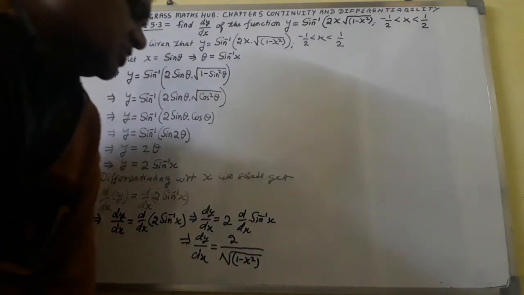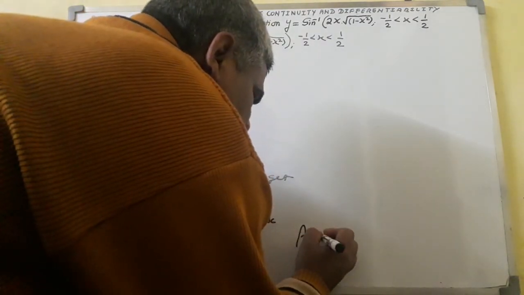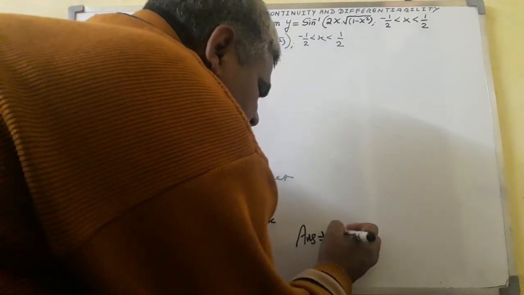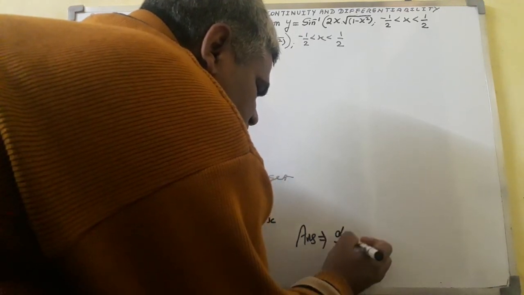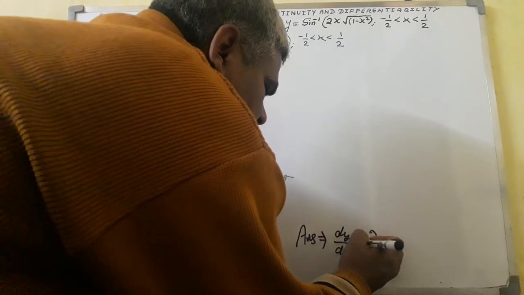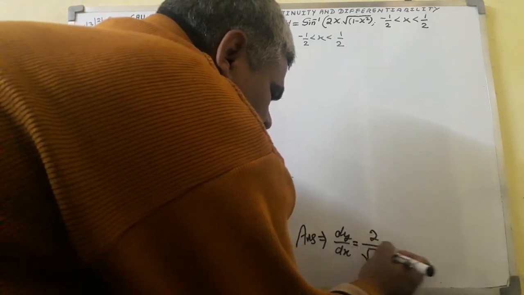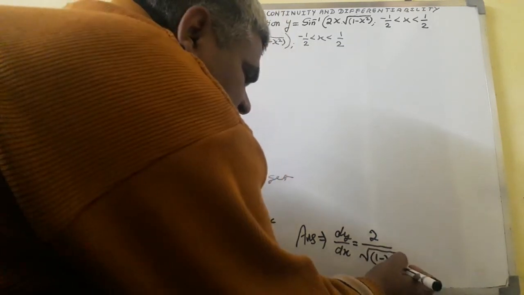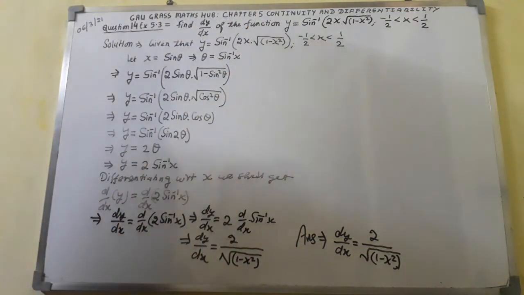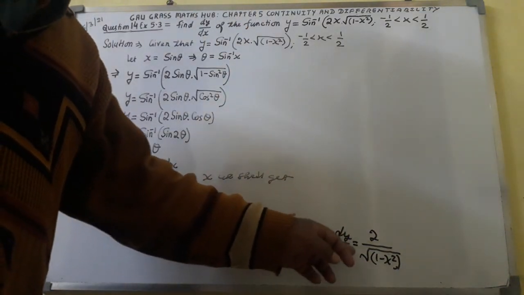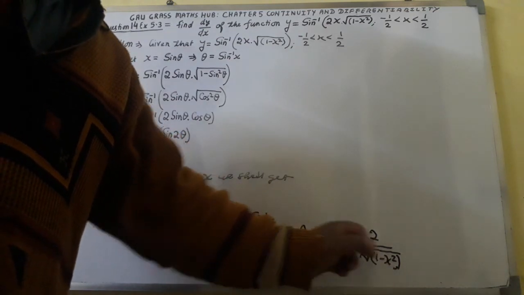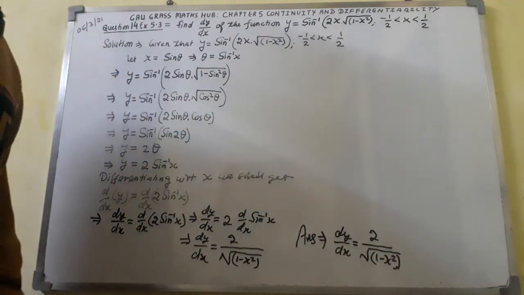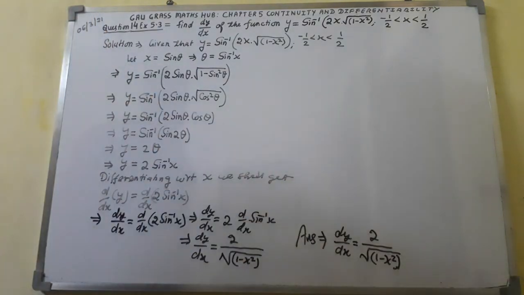The answer you have got here: dy over dx equal to 2 over under root 1 minus x square. This will be the correct answer. Answer will be dy over dx equal to 2 over under root 1 minus x square. You have got the correct answer here. This is the proper explanation and solution of question number 14, exercise 5.3.